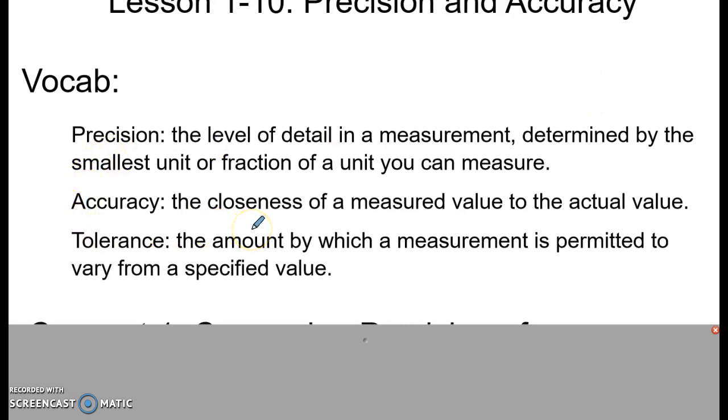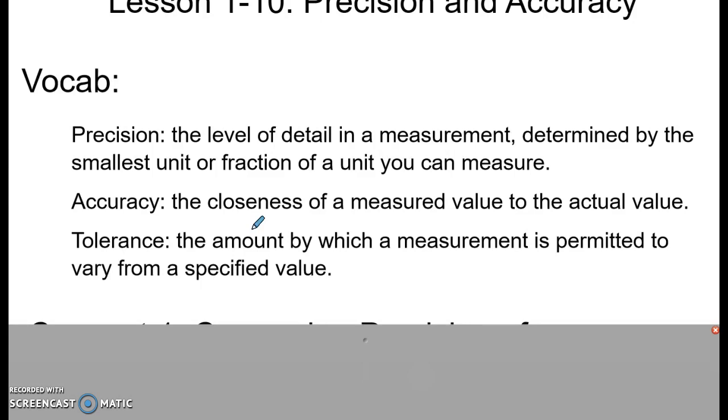Accuracy is the closeness of the value. Okay, it's how close you're getting to the actual value. You can have a very precise measurement. I could measure down to the hundredths of a millimeter, but if I'm not measuring correctly, my accuracy might be way off. All right, I might be measuring something that's exactly 1 foot, and if I say it's exactly 1 foot and that's my measurement, that's not a very precise measurement, but it might be a very accurate measurement.